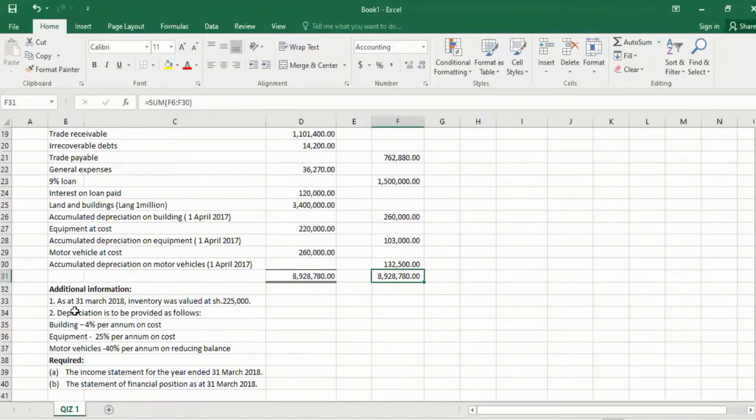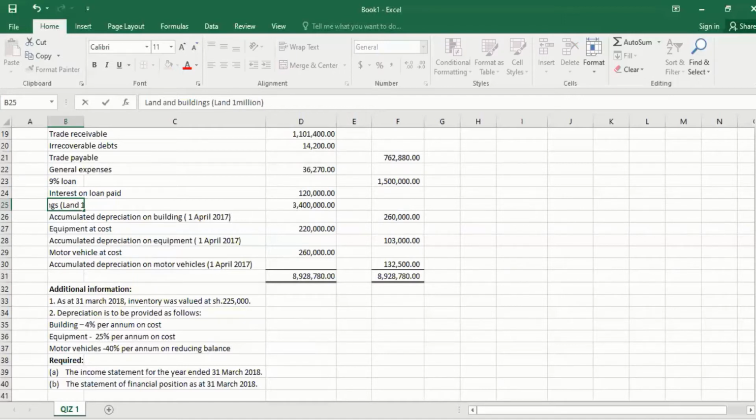So additional information, you can see the value of inventory when the year ended was given there, and the company has a policy of depreciating its building, equipment, and motor vehicle. So here we have the value of land and building, and I see this one is supposed to be land, not land and building. So let me solve the question.